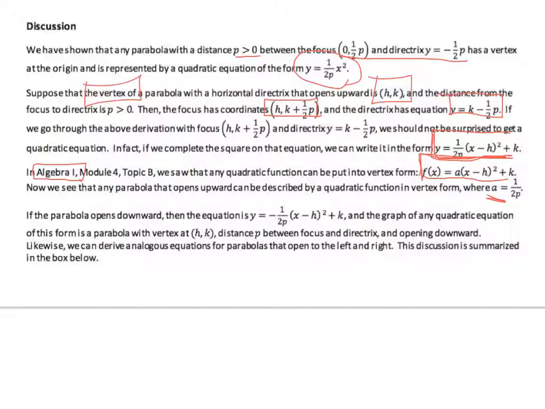If the parabola opens downward, then the equation is y equals negative 1 over 2p times x minus h quantity squared plus k. The negative makes it open downward. We still have vertex h, k, distance p between the focus and the directrix, and opening downward.